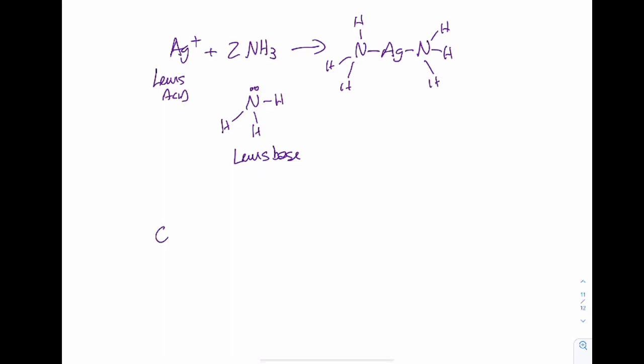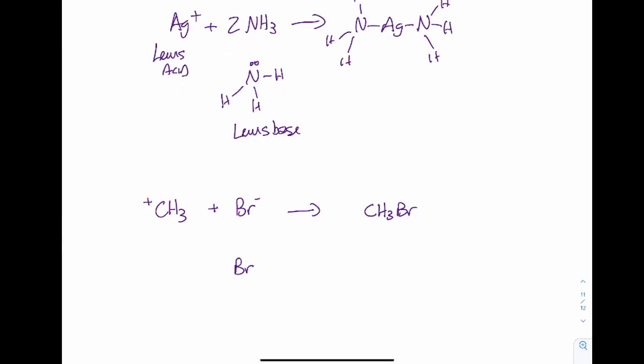So if I was to give you CH3 plus and Br minus, and we're forming CH3Br, and then I ask you to identify the Lewis acid and the Lewis base. Sometimes it helps if you go back and draw your Lewis structures. So bromine has 3 lone pairs on it. Here I have carbon bonded to 3 hydrogens.